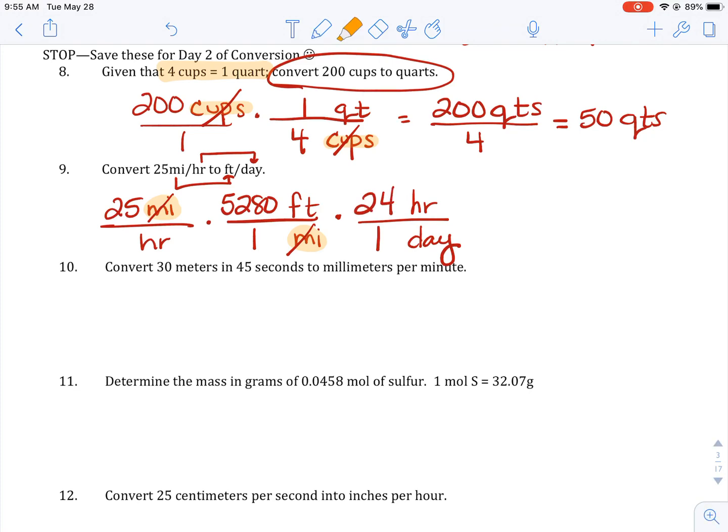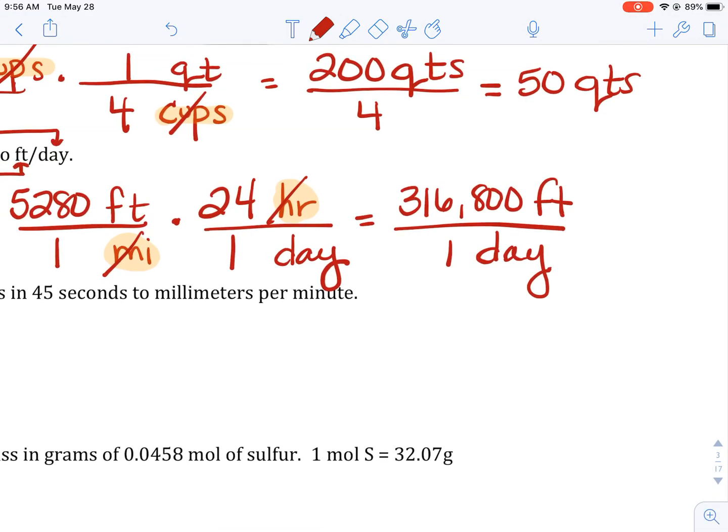Now that I have hours in both the denominator and the numerator, I can cancel. And to simplify the problem, I multiply across the numerator and then across the denominator and divide. So 25 times 5,280 times 24 is 316,800 feet. And 1 times 1 is 1 day. And that is already a unit rate. But you may consider reformatting your answer. Just the label is 316,800 feet per day.